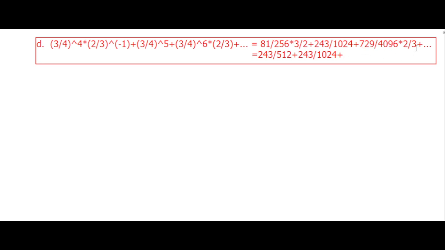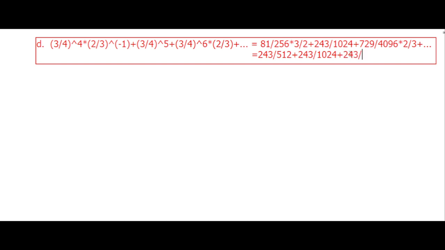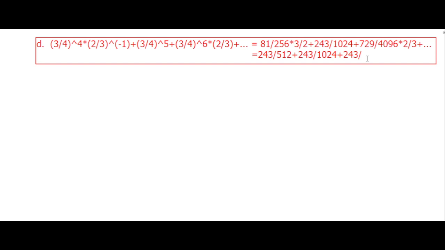Let's simplify this. 729 divided by 3 is 243, over 4096 divided by 2, which is equal to 2048, plus, and so on.